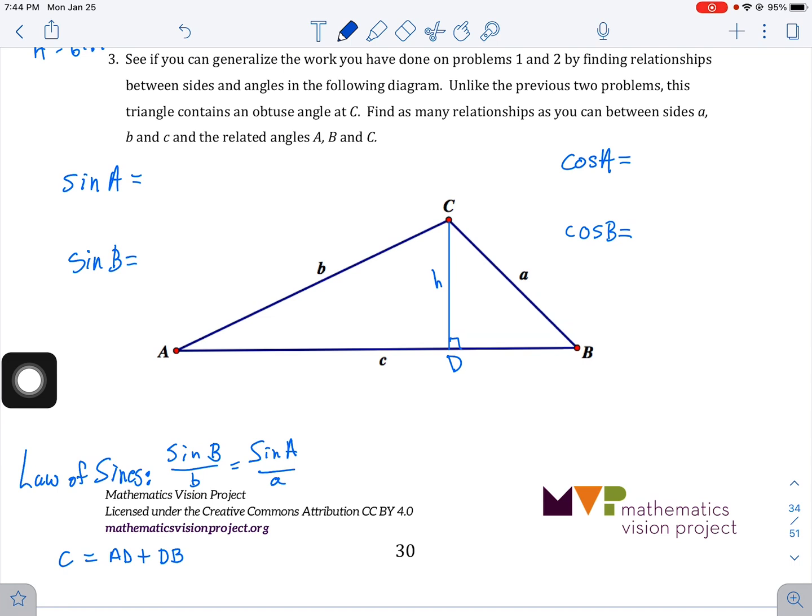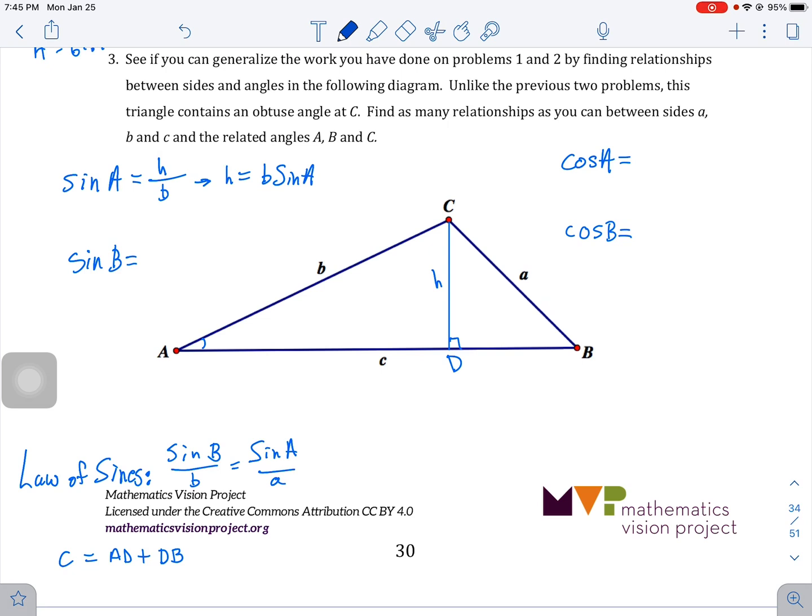And I'm going to look for some relationships between some of these angles ABC and some of these side lengths ABC. And the first one I'm going to start with is I'm going to find the sine of A. So opposite over hypotenuse is going to be H over B. Now another way to write this would be H must be equal to B times the sine of A.